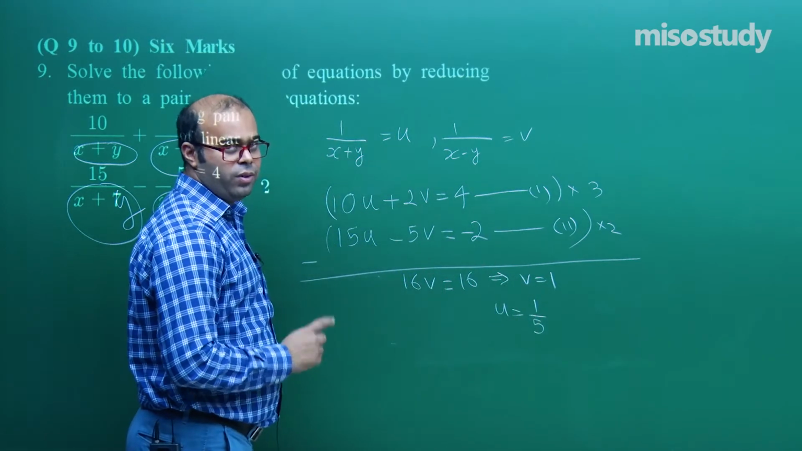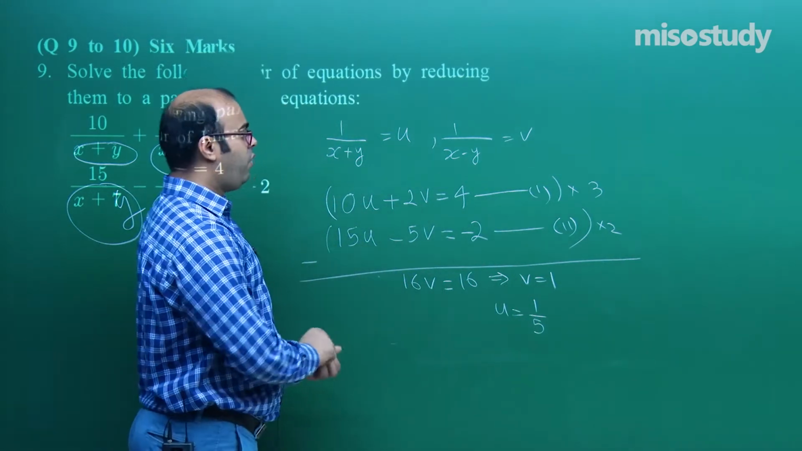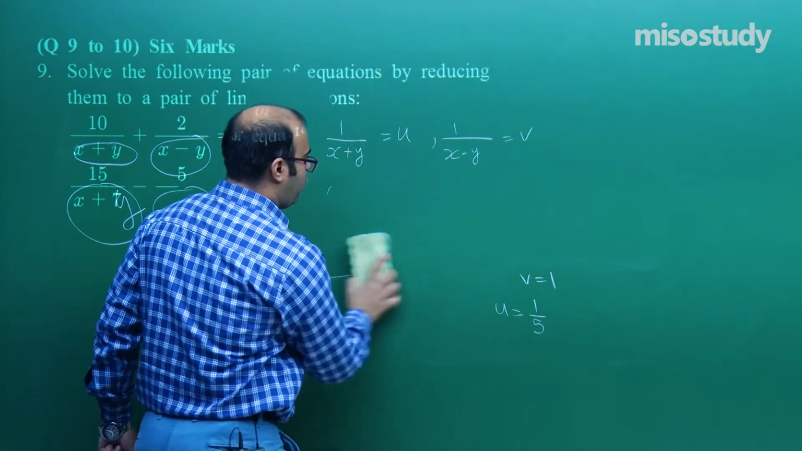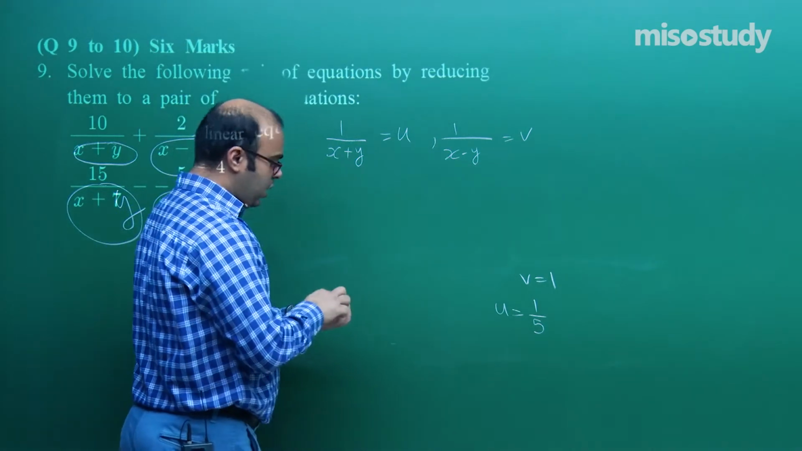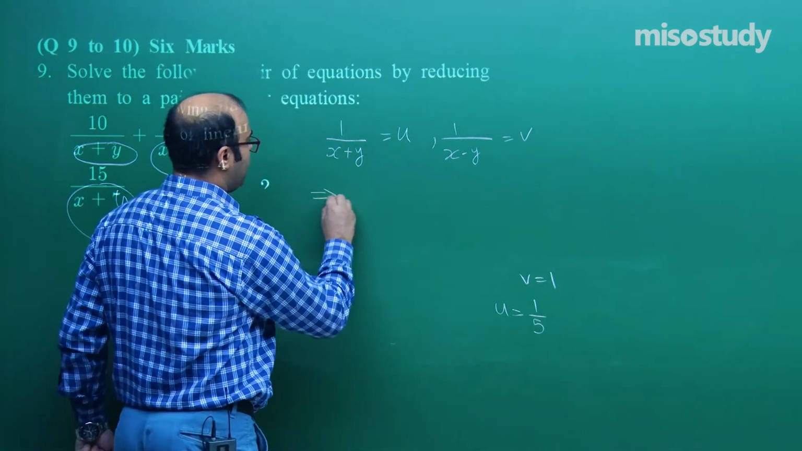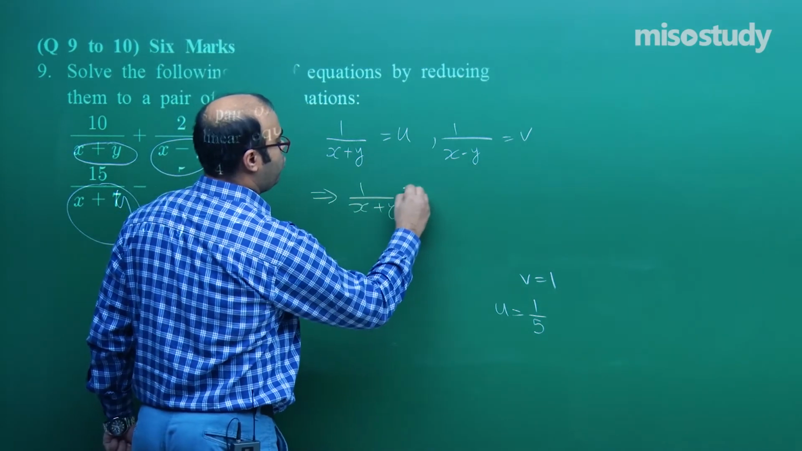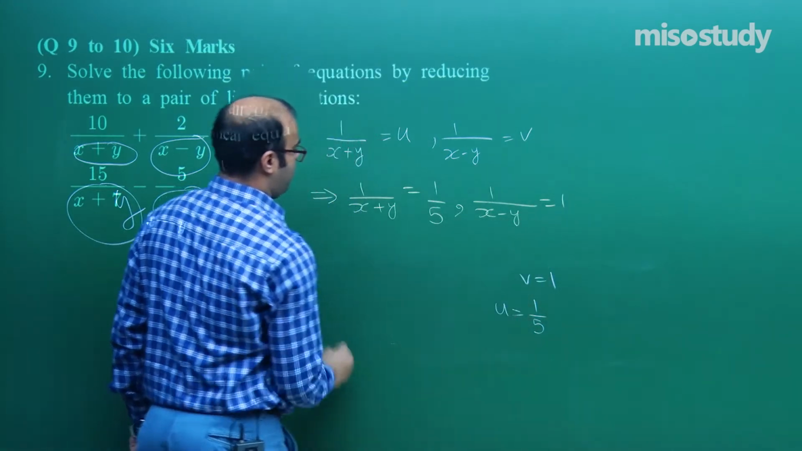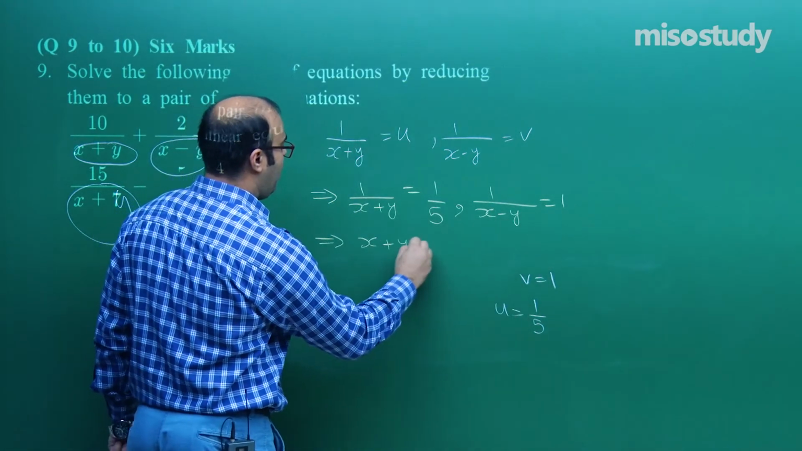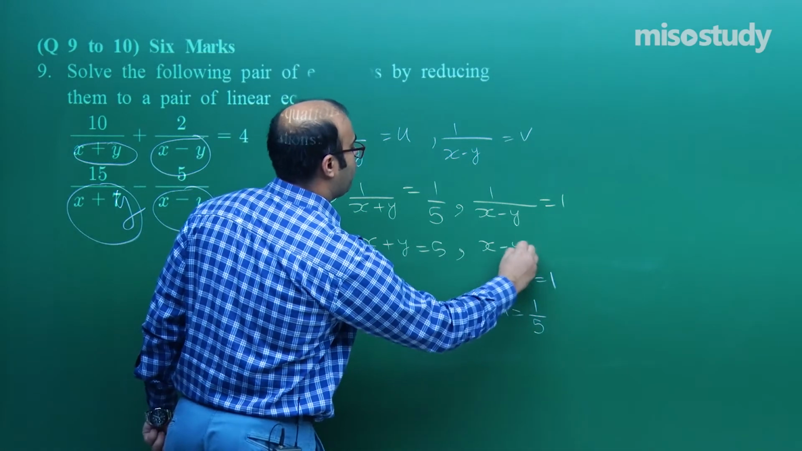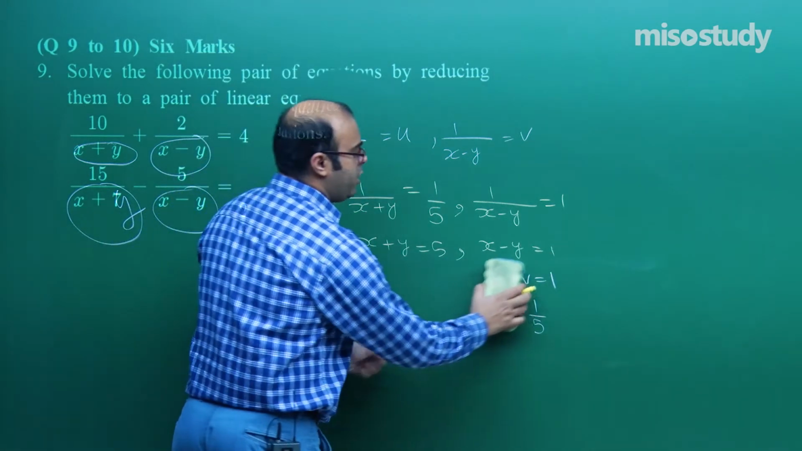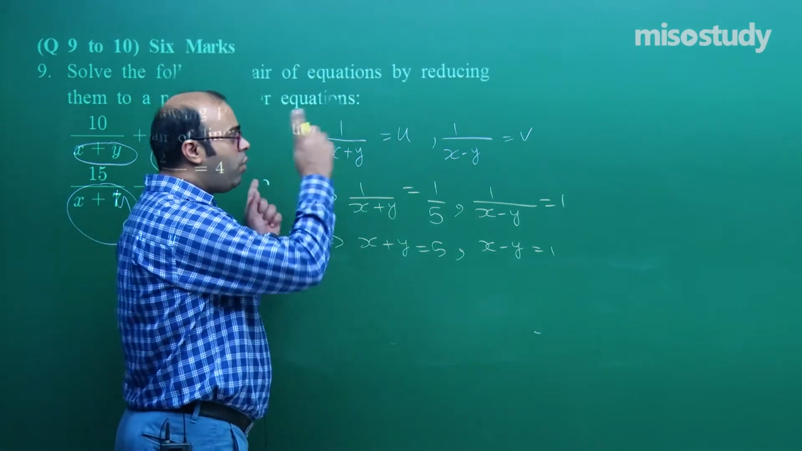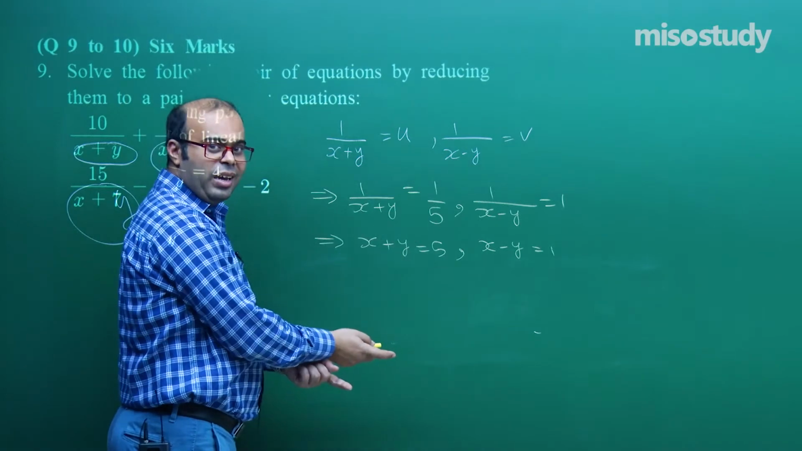This is what we are getting, u and v, but this is not the final answer. Final answer is of x and y. So what we will do? We will put these values of u and v in this particular substitution. So what will happen? 1 by x plus y is equal to u, which is 1 by 5, and 1 by x minus y is equal to v, which is 1. So we will say that x plus y is equal to 5 and x minus y is equal to 1. Now let us solve these two linear equations. So here there are two pairs of linear equations which we have solved in this question. One was after reduction and then after final substitution.